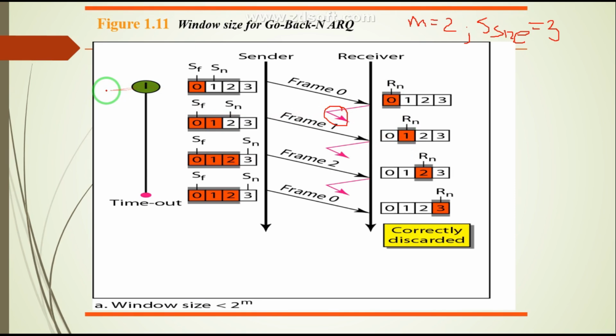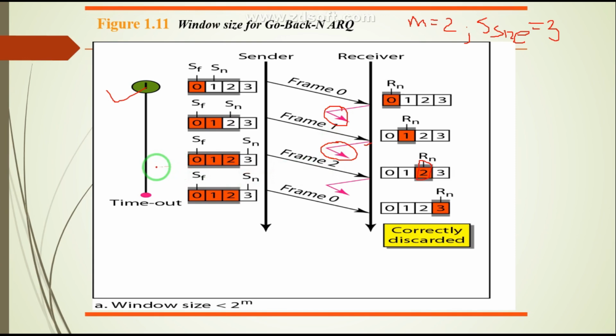Since the timer has started and the timeout period has not happened, the sender is going to send frame number 1. As soon as frame 1 is received, Rn shifts to 2 because it got frame number 1. Again, for acknowledgement, the receiver sends that it received frame number 1, but unfortunately this acknowledgement also gets lost.